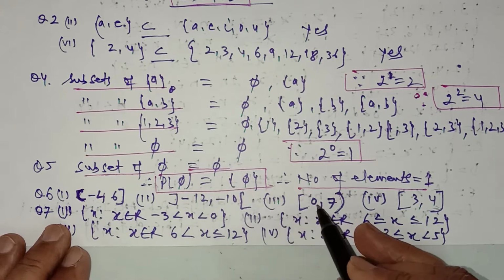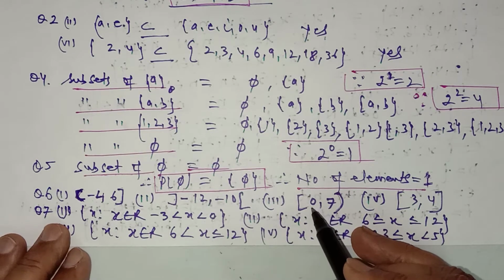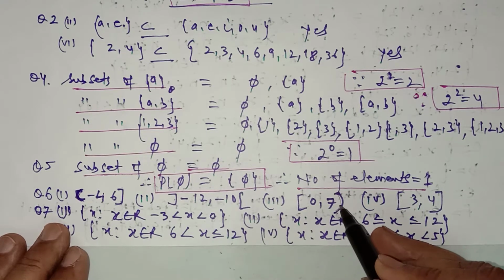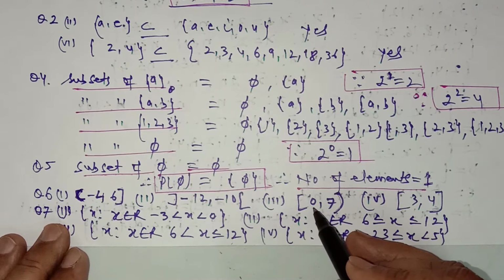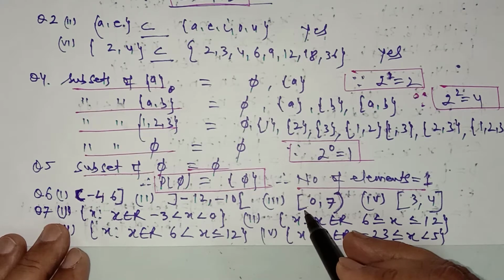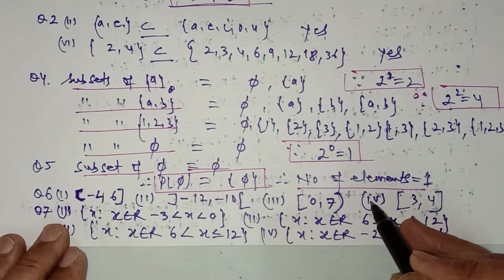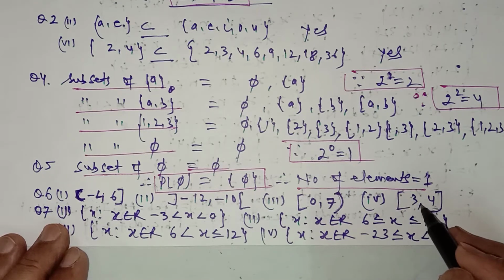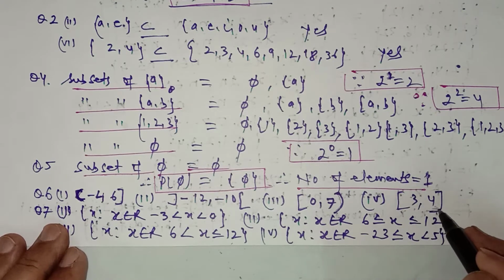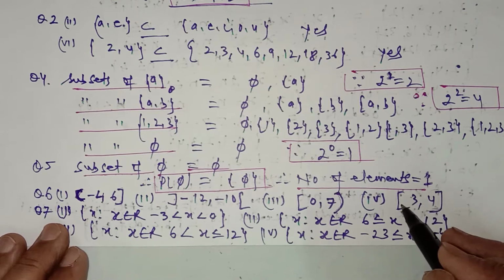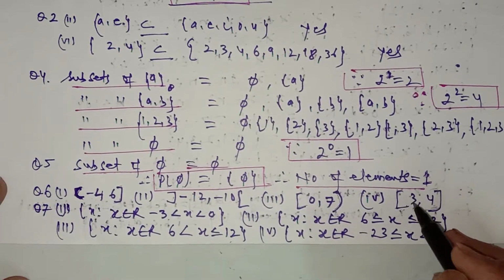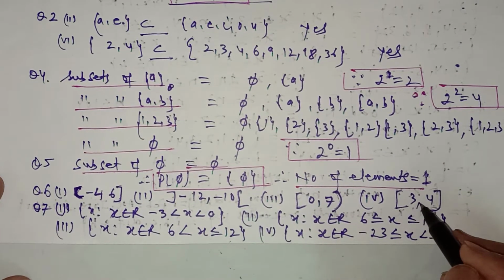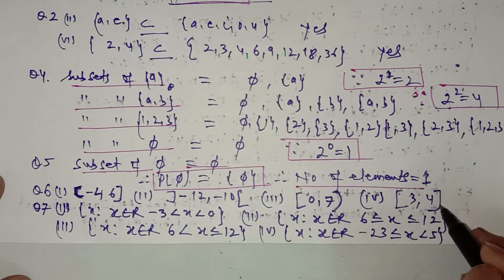In the third part it is given that x is greater than or equal to 0 and less than 7. Because it is less than 7, we have an open end there, and because it is greater than or equal to 0, we have the closed end here. See in your books, all of you. In the fourth part it is given that x is greater than or equal to 3 and less than or equal to 4. So we have a closed interval for both 3 as well as 4. The closed interval denotes the equal sign, that is, x is greater than or equal to 3 and less than or equal to 4, that is, from 3 to 4.